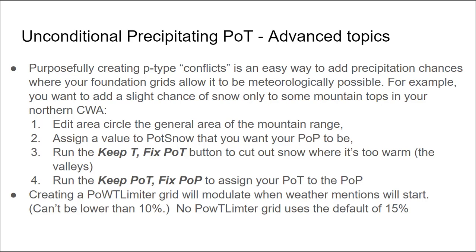Another unrelated thing you can do is use the pot limiter grid to modulate weather mentions. You can lower this down to 10% to get weather with a mention of 10 or 11%, common with storms and drier climates. Likewise, you can restrict the mention of low probability pots in the initialization process. Say you don't want freezing rain mentioned unless the conditional probability is greater than 30%, then your pot limiter is the way to modulate that.